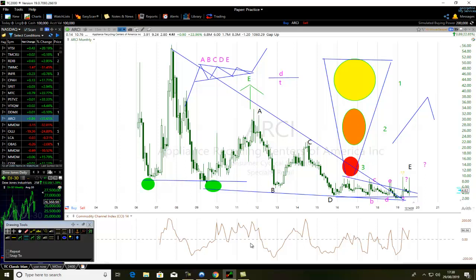But if the correction is being prolonged, you're likely to see during the prolongation of that correction an ABCDE. This is a very complex ABCDE that we see here because we have a bigger ABCDE, and the E of the bigger ABCDE is also subdivided into another ABCDE that is also prolonged, reflecting the prolongation of the correction after this impulse wave.